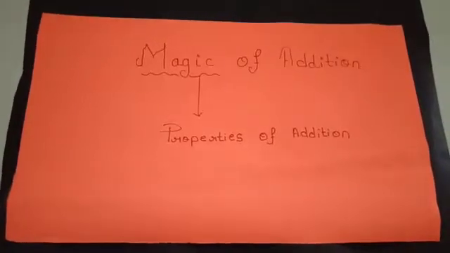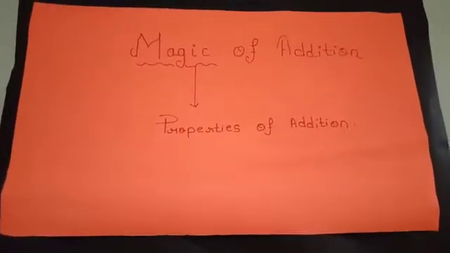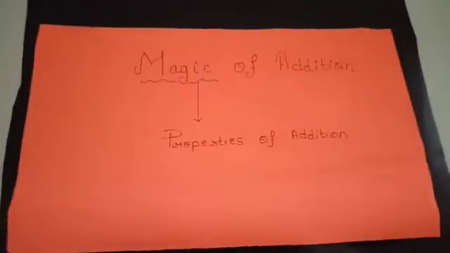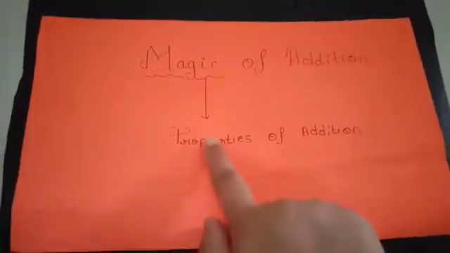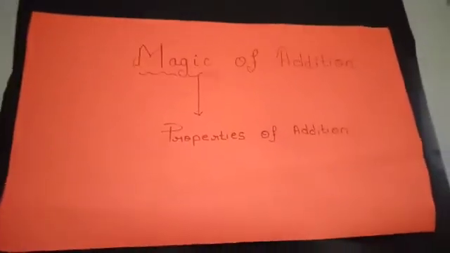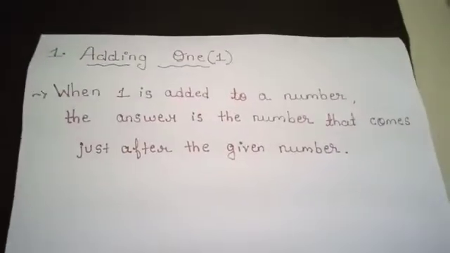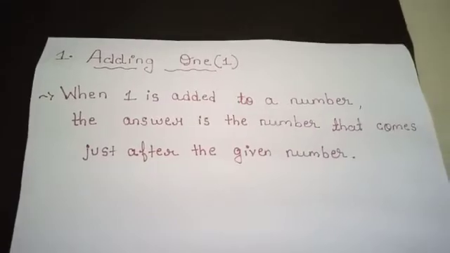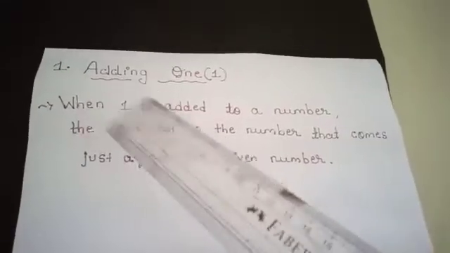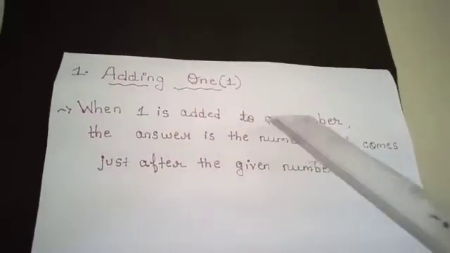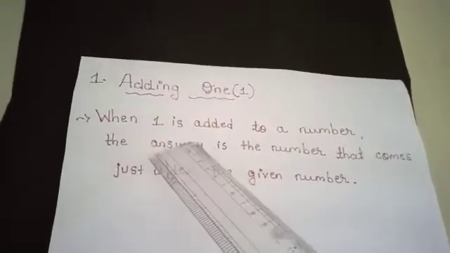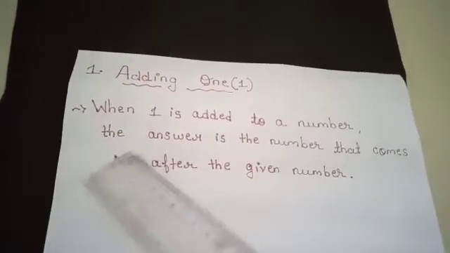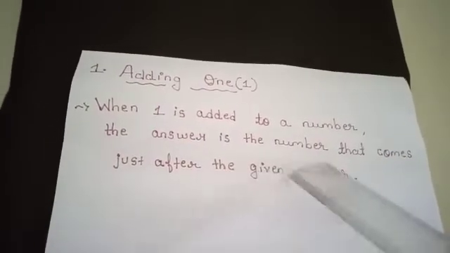So here we are going to learn about the magic of addition, or we can say we are going to learn about the properties of addition. Let us see. Our first property is adding 1. When 1 is added to a number, the answer is the number that comes just after the given number.